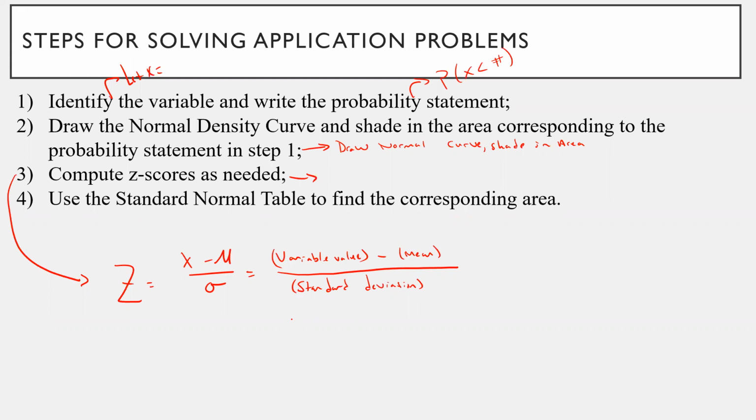And then once you have z-scores, you're just going to use the standard normal table to find corresponding areas. And that's it. Okay. And then that area here, this area is going to be equal to the probability.